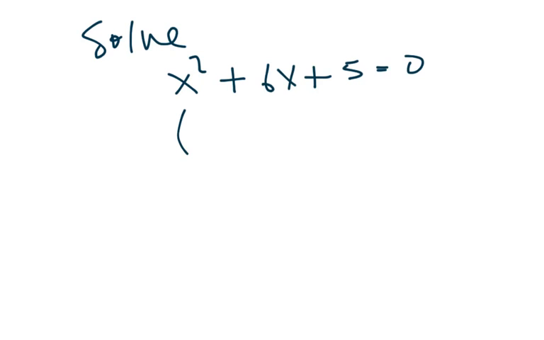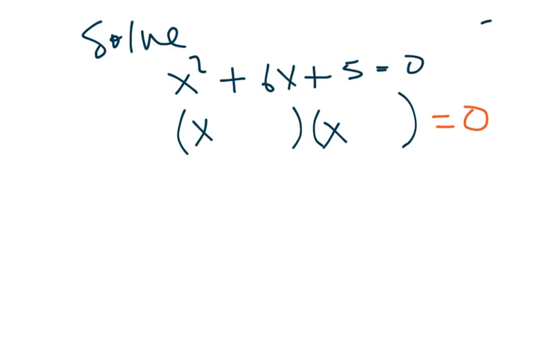Right, solve x squared plus 6x plus 5 is equal to 0. So we start off with our brackets, equal to 0, and we will start off our x's here, because x by x is x squared.